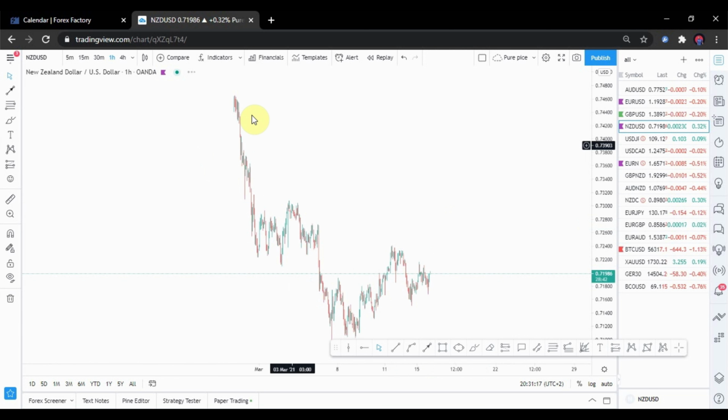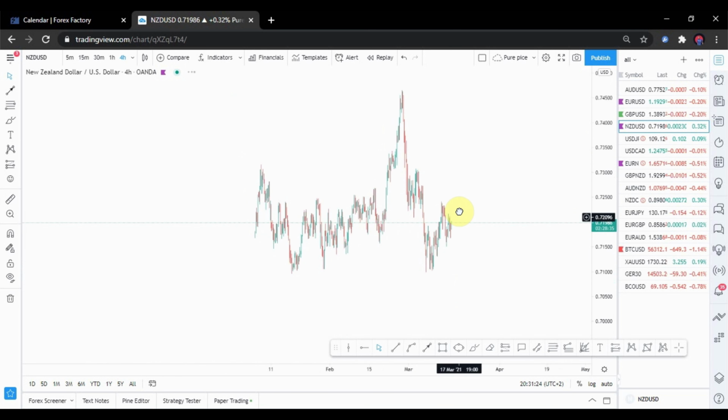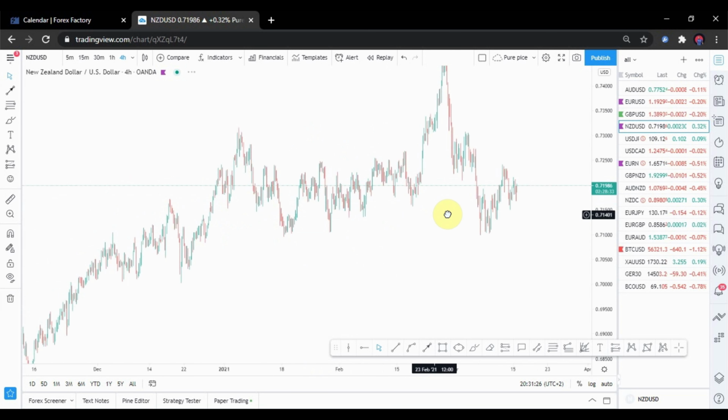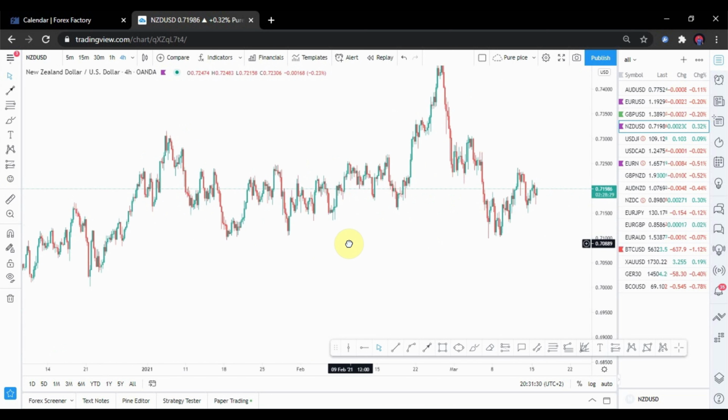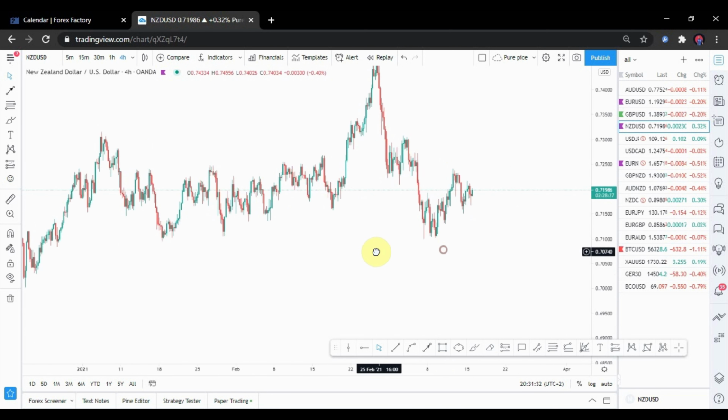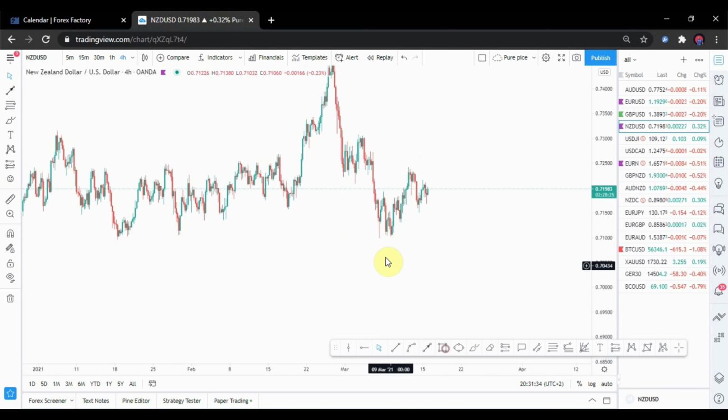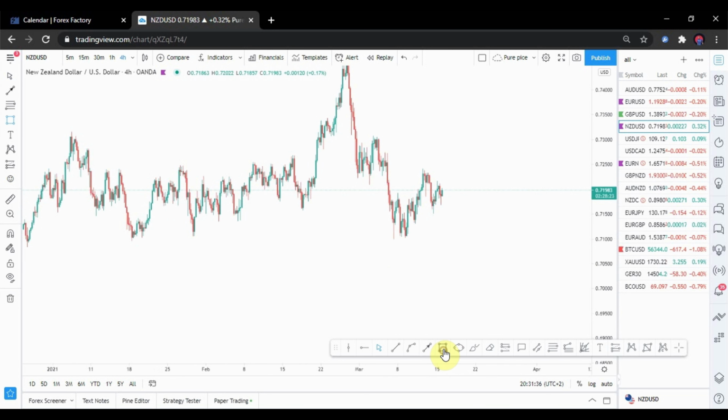So let's go down to another one. Let's jump to the 4 hour. So here we go on New Zealand USD. We can see that the very shining thing here is this low, which is obviously below the previous one, which was this one.